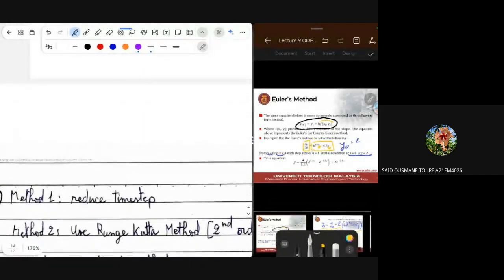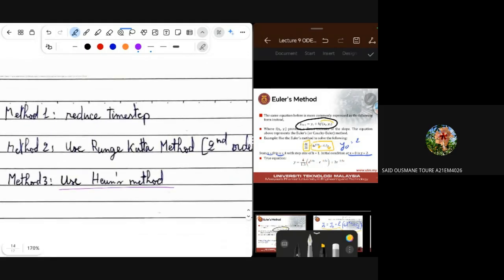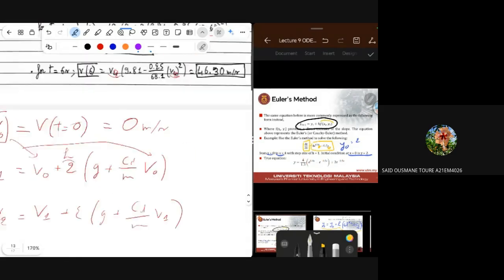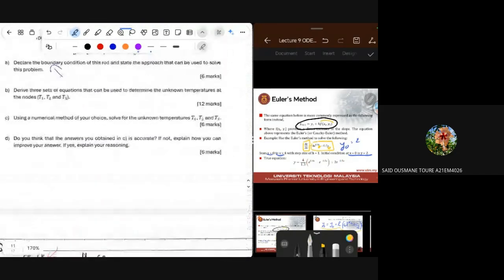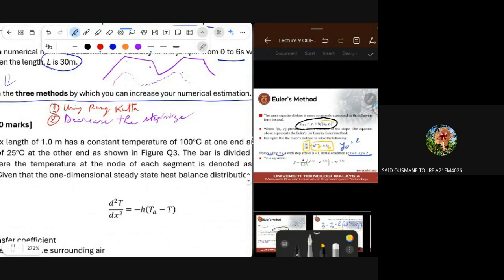I had to look through the slides. So it's actually not in the slides, it's in the book. So there are other methods that are available. You have the Heun's method, so you can keep that in mind in case they ask for 3. Here they specifically ask for 3, which is crazy. So just make sure you have the answers when they ask it. So the third one is use Heun's method.